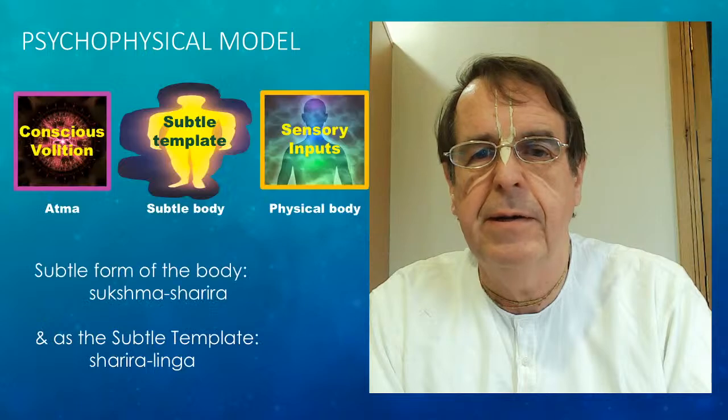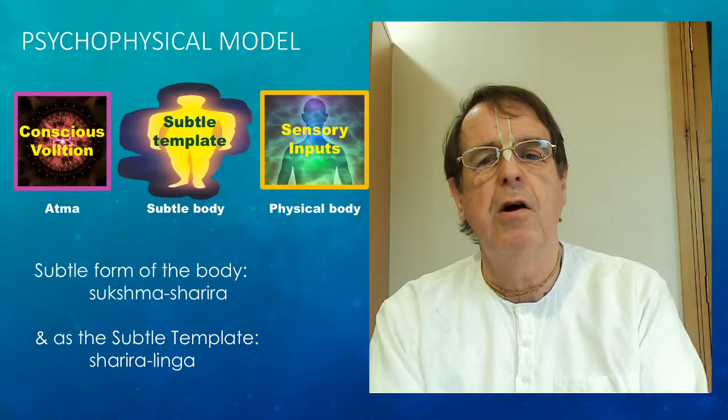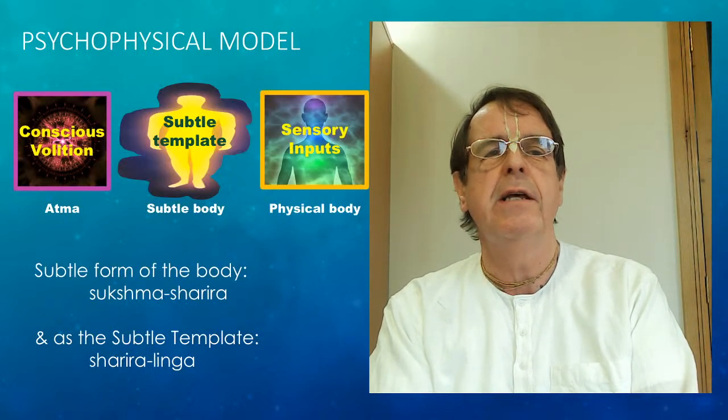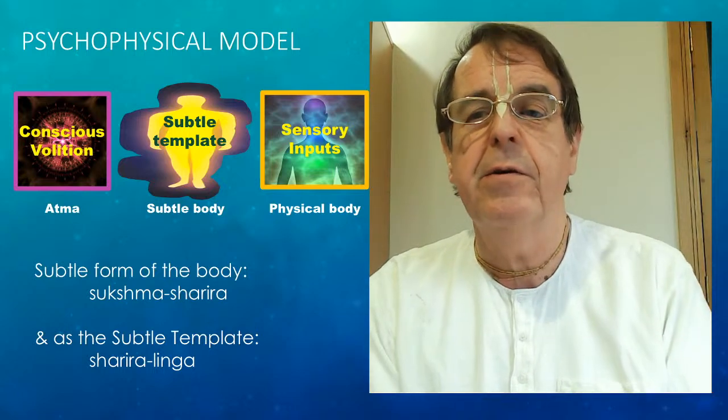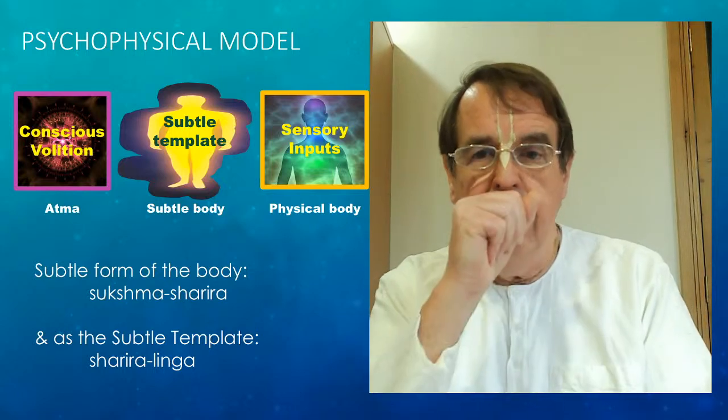Now, these examples of what the mind is able to do lead us to propose that there must be some kind of factor specifying the overall form of our physical body. And we've suggested something like a subtle form that acts as a template for the development of the physical body. Now, we term this concept of the subtle form of the body, using a Sanskrit term, the Sukshma Sharira.